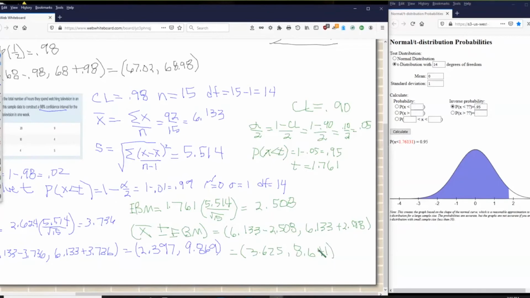And so with this data, we can say we estimate with 90% confidence that the true population mean is going to be between 3.63 and 8.64. Any questions? Okay, let's go ahead and move on to proportions.